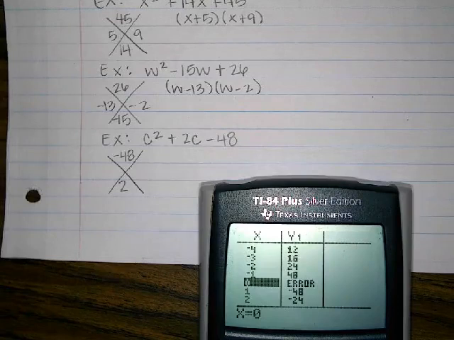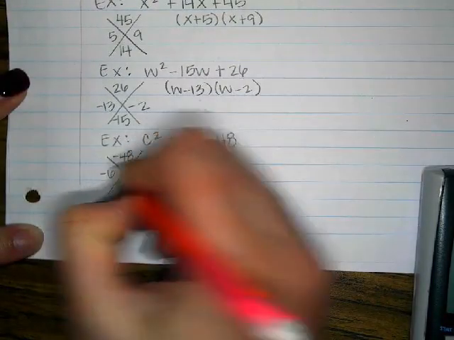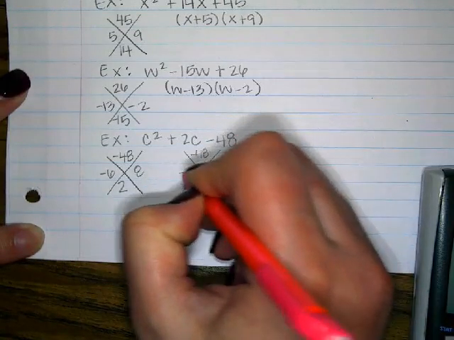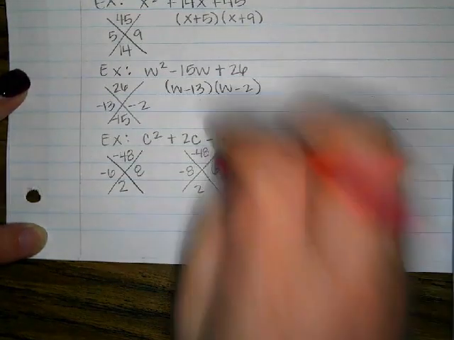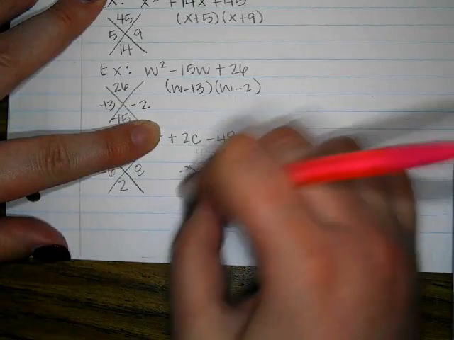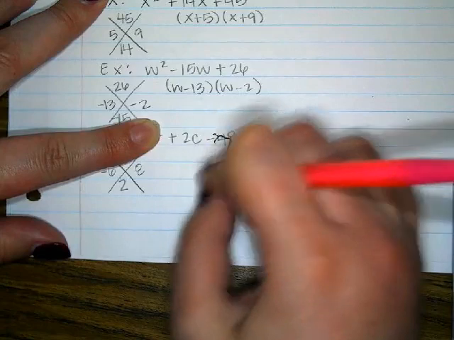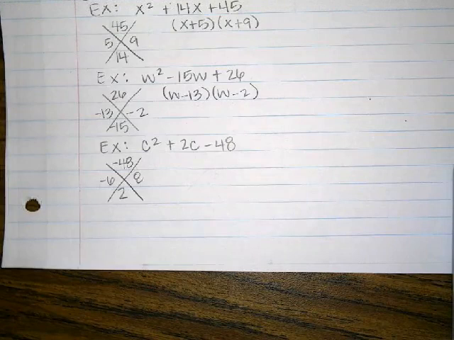Has anybody found the numbers? It's a great question. Let's think about it. Does that make sense? Wouldn't it be like negative 2? So that's the thing you have to be careful of with your signs, is to watch out. Okay, so our parentheses are going to be C minus 6, C plus 8.